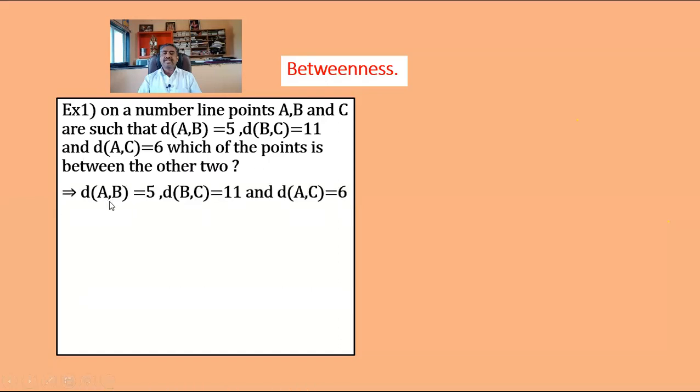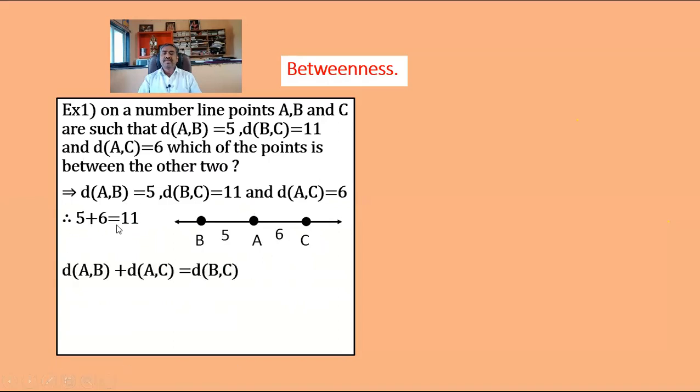Solution. Distance AB is equal to 5, distance BC is equal to 11, distance AC is equal to 6. Therefore, for points B, A, C: BA is equal to 5, AC is equal to 6, and 5 plus 6 is equal to 11. Therefore, 5, the distance AB, plus 6, the distance AC, is equal to 11, the distance BC. On the LHS, in distance AB plus distance AC, point A is common. Therefore, point A lies between B and C.